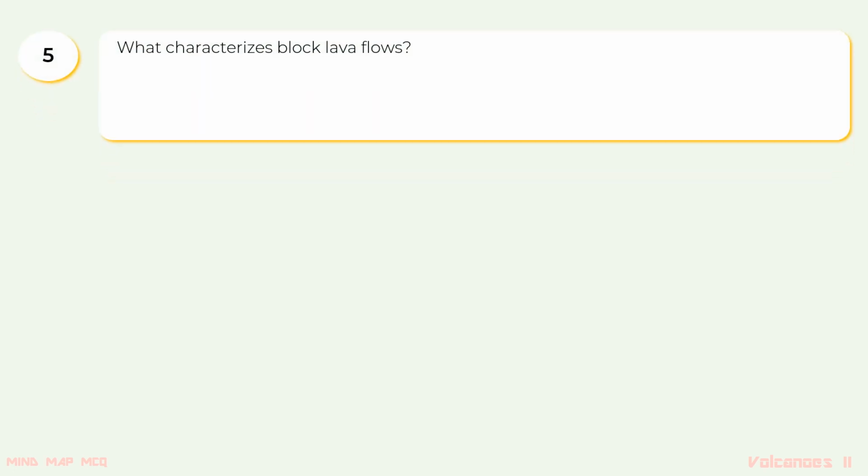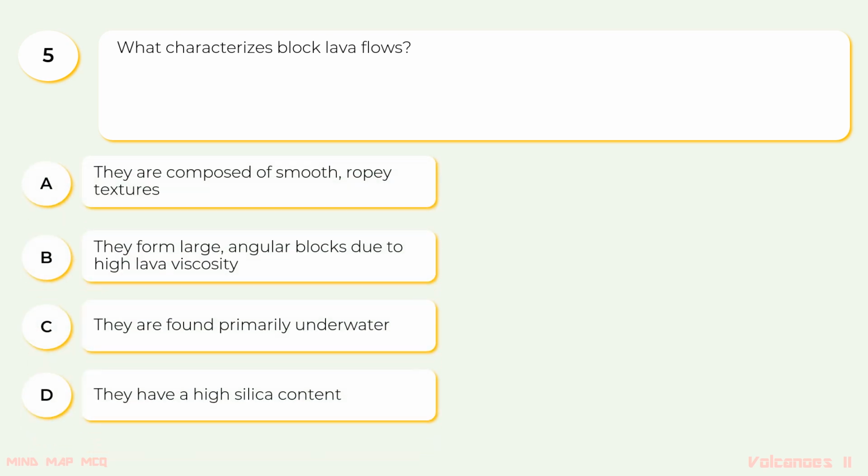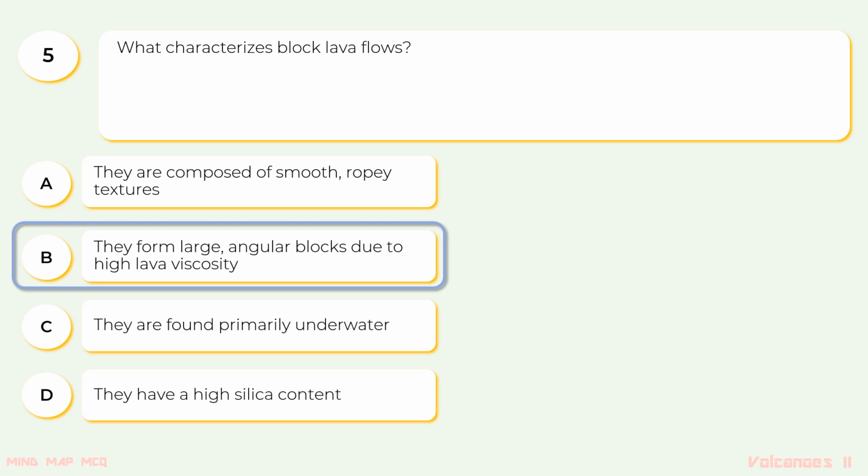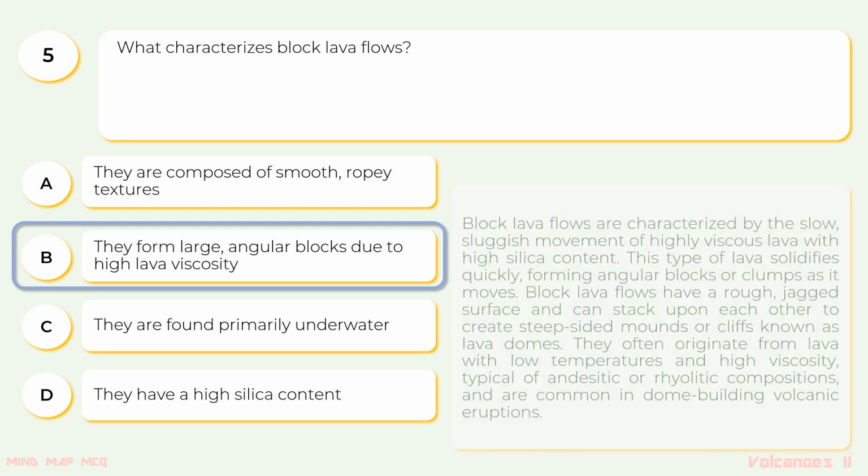5. What characterizes block lava flows? The options are A. They are composed of smooth, ropey textures. B. They form large angular blocks due to high lava viscosity. C. They are found primarily underwater. Or D. They have high silica content. The correct option is B. They form large angular blocks due to high lava viscosity.